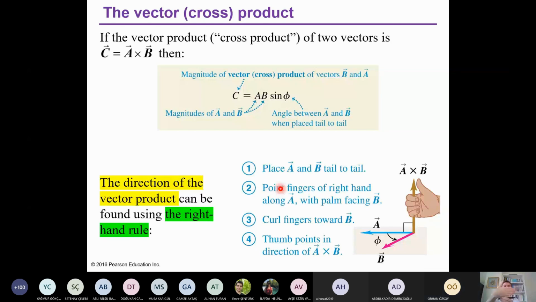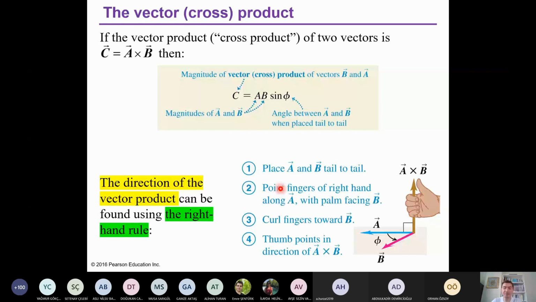Of course. I have A vector and let's consider this is the B vector, from my hand to my face. B vector is this one, and A vector is this one. By using the right-hand rule, first of all, I point these 4 fingers along the A vector, and then I curl them to the B vector. Then this thumb will show us the resultant C vector. Is it okay now? Yes, I get it.